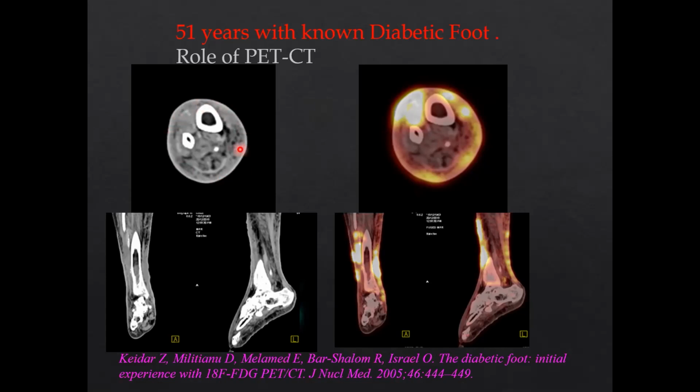So here you have extensive subcutaneous edema with the skin thickening, then the subcutaneous fat plane is completely infiltrated, intermuscular planes are not clearly defined. But here these are all soft tissue components which are showing significant uptake involving the muscle, skin and the subcutaneous planes on either sides around the ankle. So this is consistent with the diabetic foot.